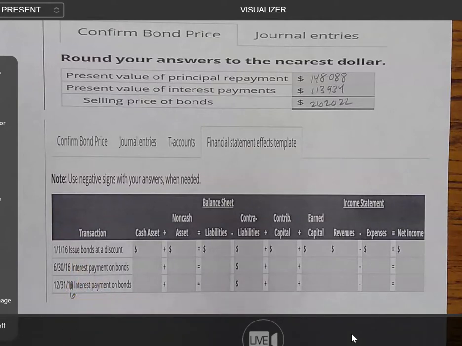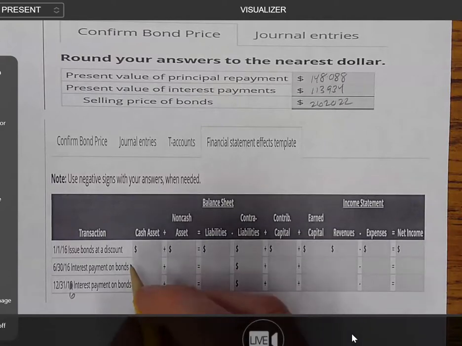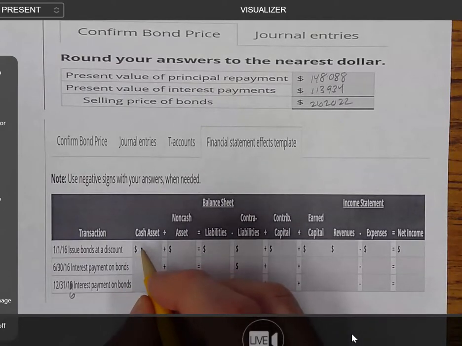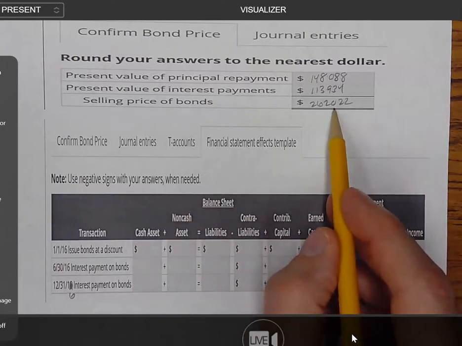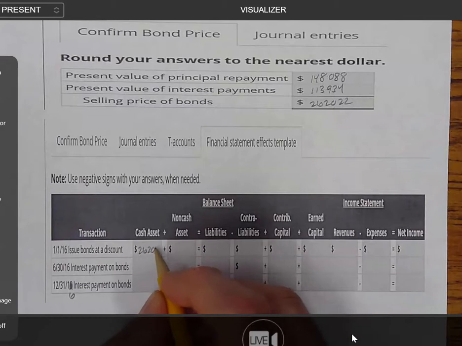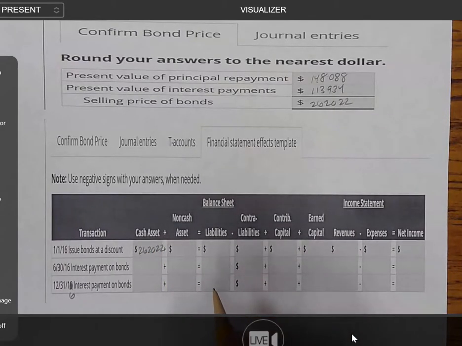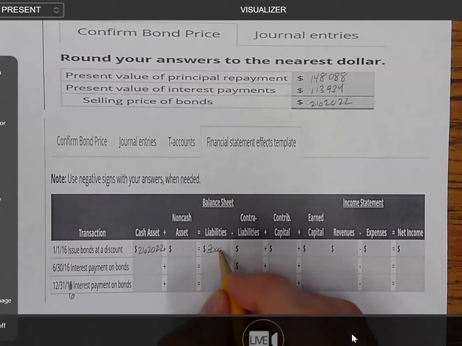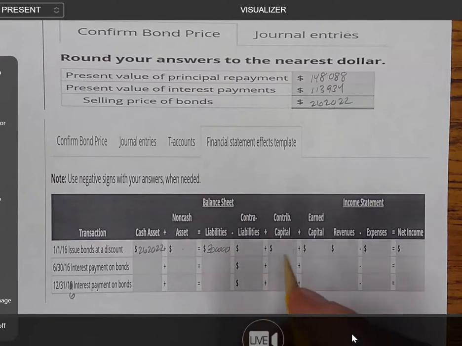So what happens on the date that we issue the bonds? Well, we're going to have to write kind of small here because I made this as big as I could. But we got cash for the 262,022. Non-cash assets, no impact. Liabilities, $300,000. And that's the only thing that we should see under liabilities until we pay this bond off. We never mess with the amount of the bond payable. Never, ever, ever.